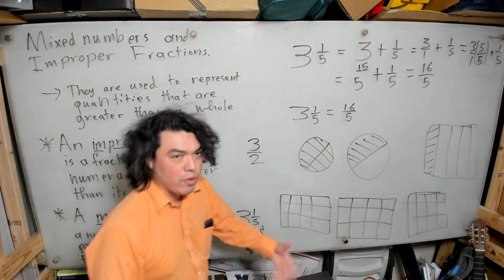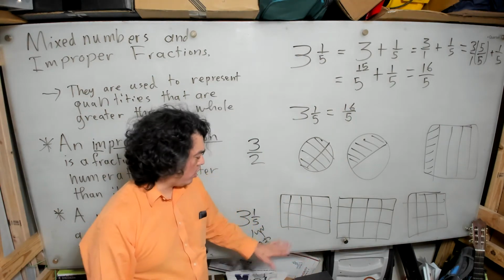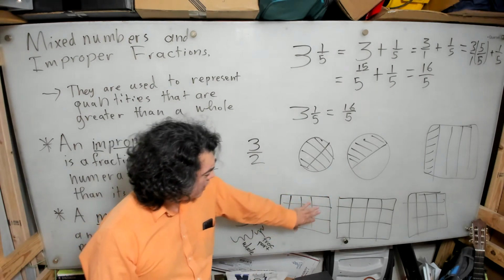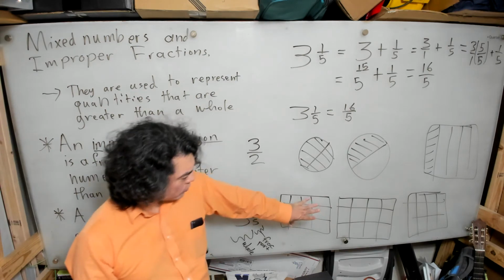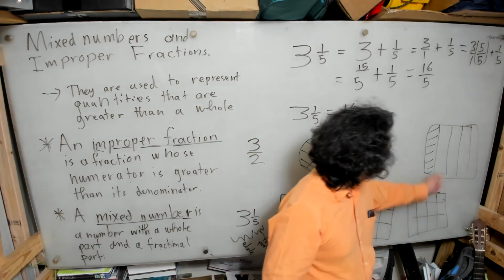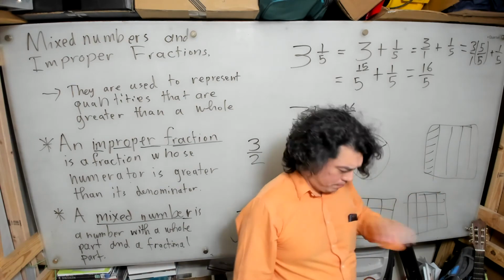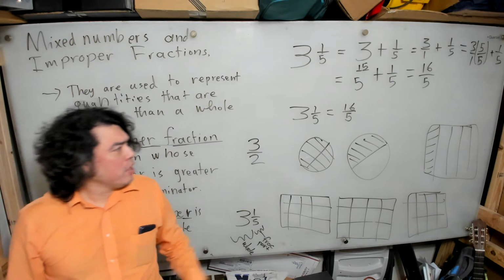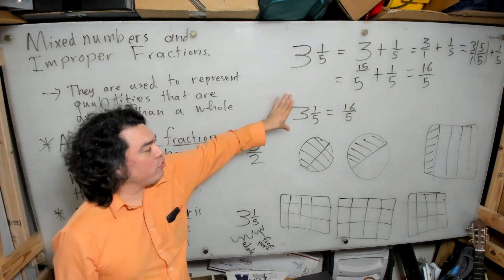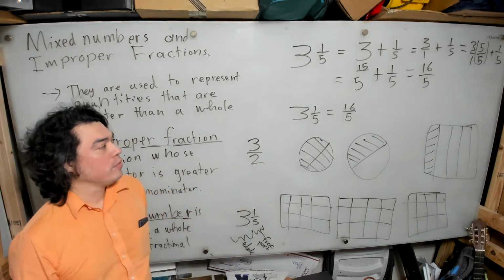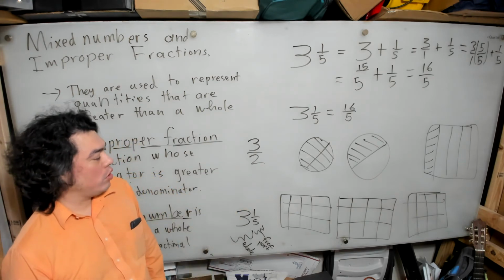If we were looking at this example in terms of fifths, 5/5 would be a whole, then 5/5, 10/5, 15/5, and 16/5. So we see that this is in fact true, and this corresponds exactly to what we've learned so far.